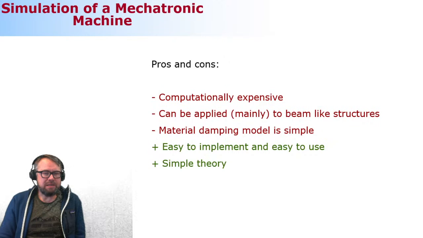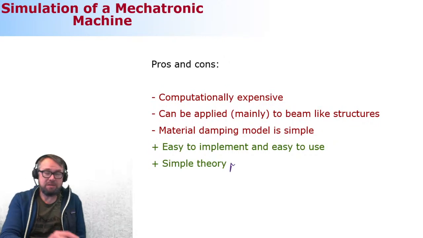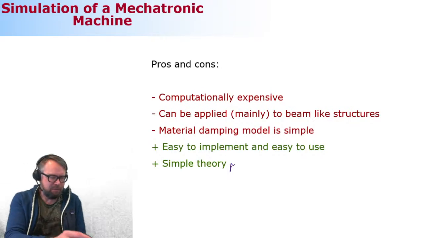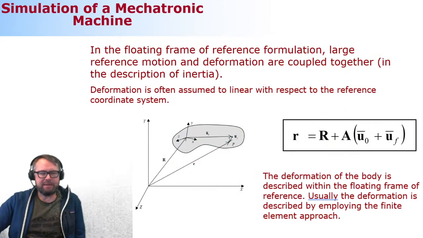Material modeling and damping models are simple, easy to implement, easy to use, with simple theory, because the theory is the same as in rigid multi-body dynamics. Okay, then, another method that is used heavily in industry at the moment.